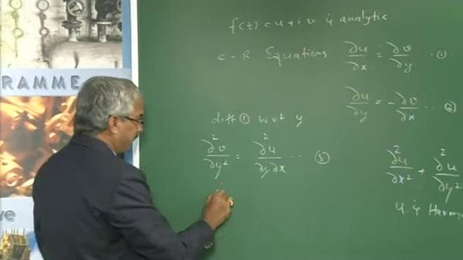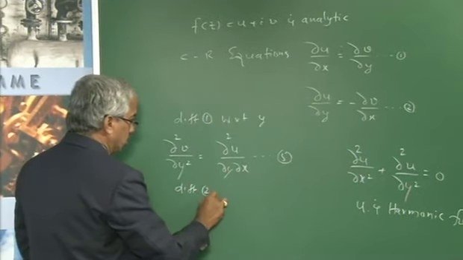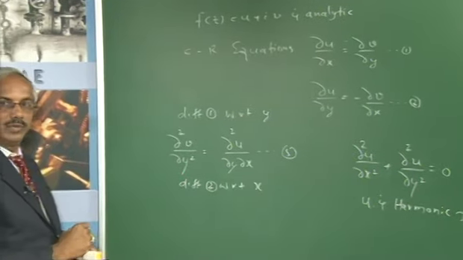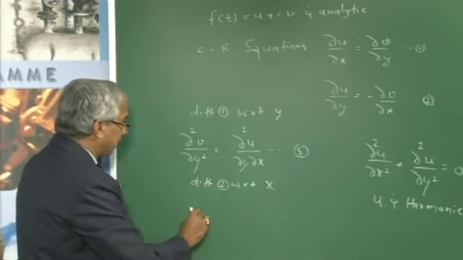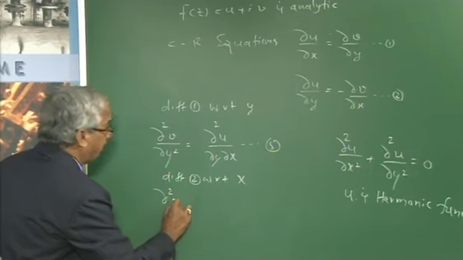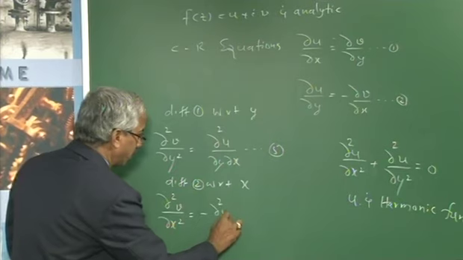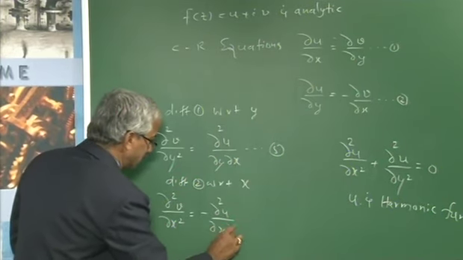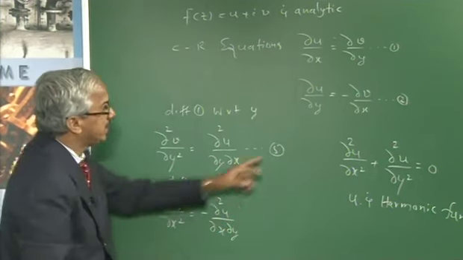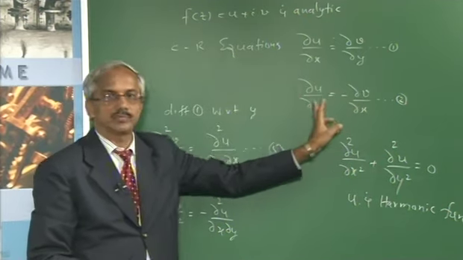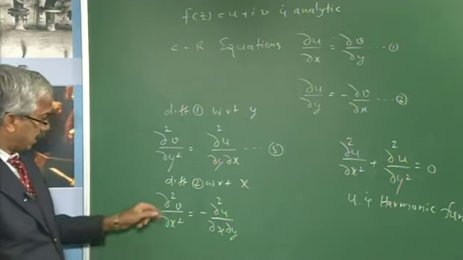And similarly, differentiate 2 with respect to x. That is ∂²v/∂x² = −∂²u/∂x∂y. Here I just made this change: I take the minus sign out and then differentiate with respect to x. So, I got this one, which I call 6.